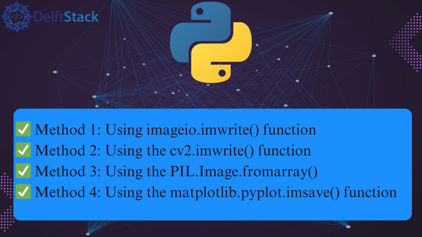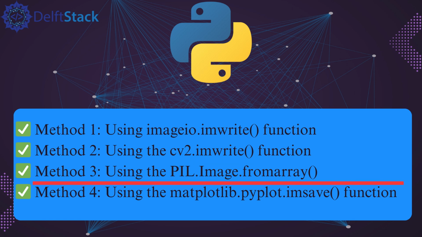To summarize, we explored 4 methods to save a NumPy array as an image in Python. First, we used imageio.imwrite, which provides a simple way to save images in multiple formats, though it lacks advanced features. Second, we used OpenCV's imwrite, which is widely used in computer vision applications and is optimized for performance.